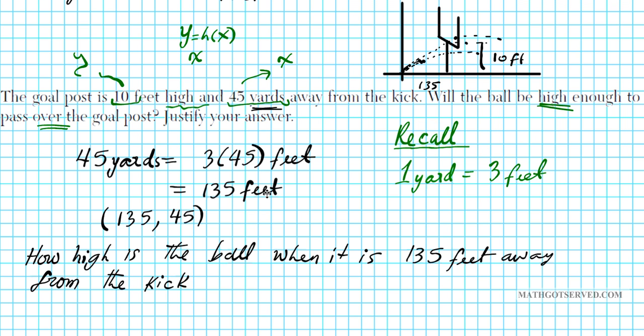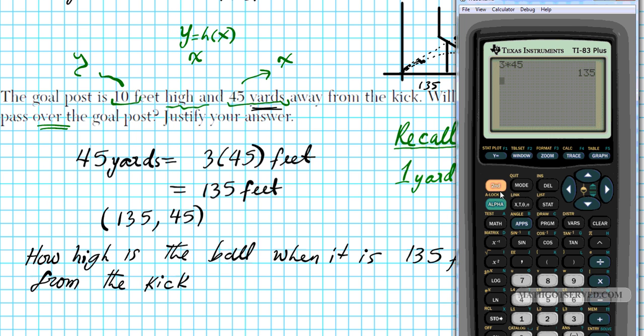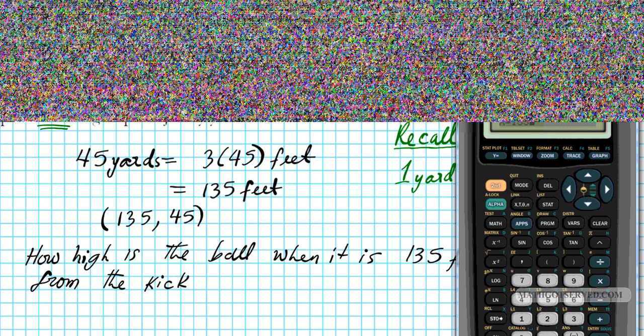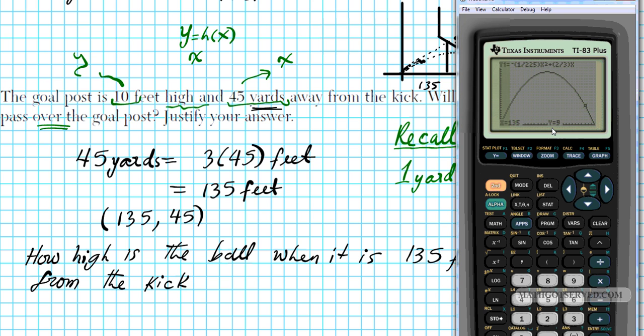Okay, so let's go ahead and use our calculator to do it. So take a look at the graph. I'm going to hit trace, and I'm going to enter in 135. Just press trace and enter the number, and it automatically does it. If it's 10 or greater than 10, you're good. If it's less than 10, then we have a problem. Press enter. Oh no, that's 9. That's 9 feet high. Is it going to clear the goalpost? The answer is no.